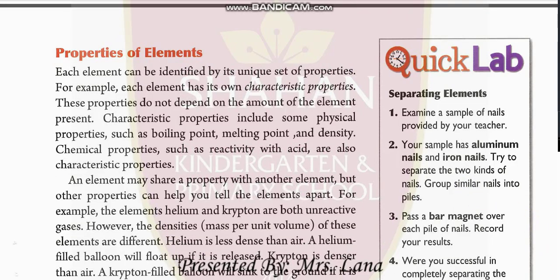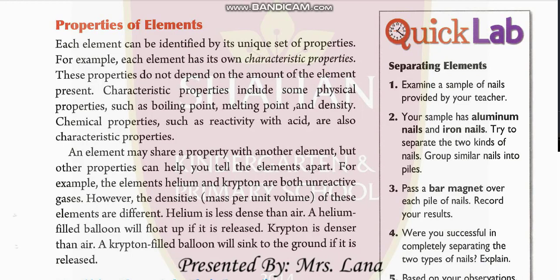What are the properties of elements? Each element can be identified by its unique set of properties. Each element has its own characteristic properties. These properties do not depend on the amount of the element present. Characteristic properties include some physical properties such as boiling point, melting point, and density. And we have chemical properties such as reactivity. The reactivity of the elements with some acids is also a characteristic property.